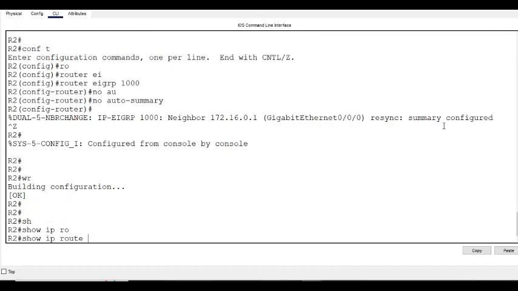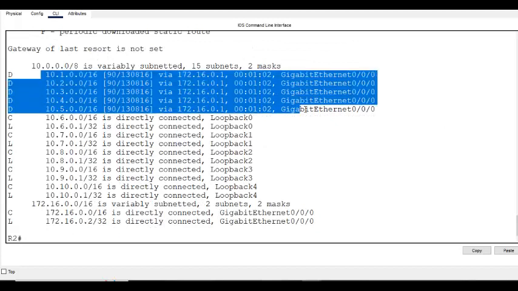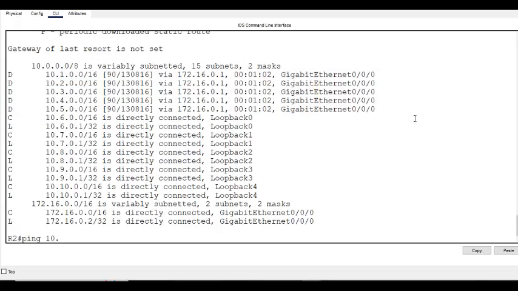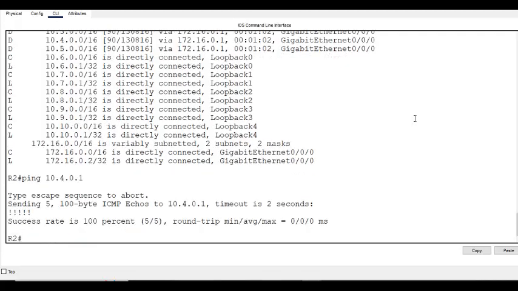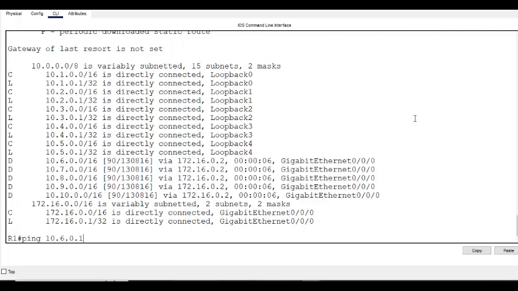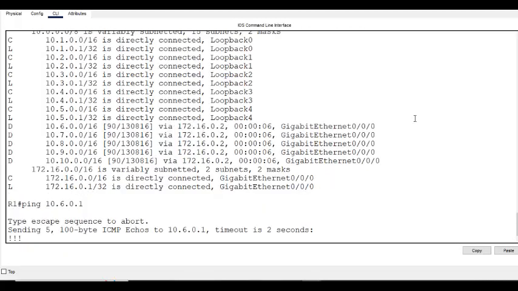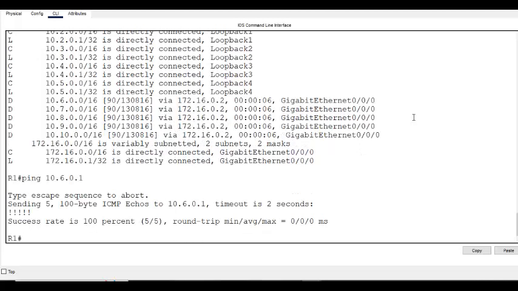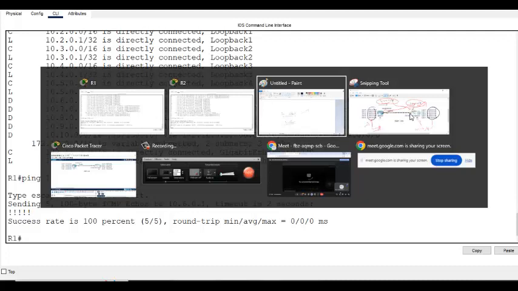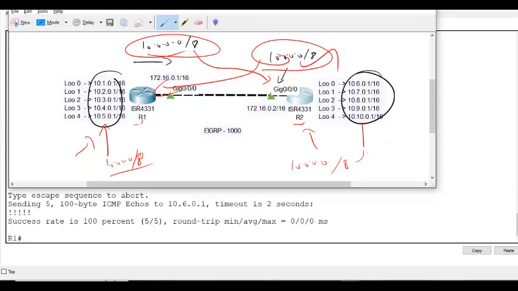So remember, when you have this discontiguous network, what is a discontiguous network? You have some 10 networks here and some 10 networks here. In the middle, you got some other network, totally different network in the middle. We call this a discontiguous network. In this situation, you have to say no auto summary because by default, summarization is done. But don't worry, in the newer version, you don't need to say no auto summary because by default, they are not going to summarize. Listen, when I type now show IP protocol, you can see the word not, which was not there earlier.